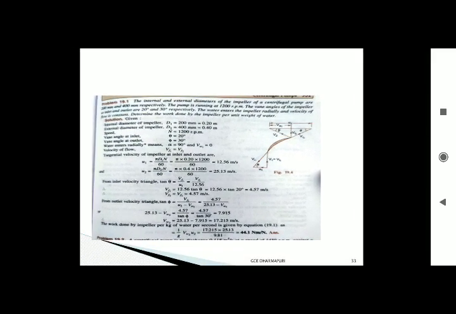Go through this video by pausing it, and then you will get a clear idea. Work done by the impeller is 1 by g into Vw2 into U2. I know U2. I don't know Vw2. For calculating Vw2 only, I did these steps. Instead of finding Vw2 directly, I calculated Vf2. For Vf2, I used Vf1. By calculating Vf1, I went to Vf2. By using Vf2, I calculated Vw2. By using Vw2 and U2, I calculated the work done by the impeller.